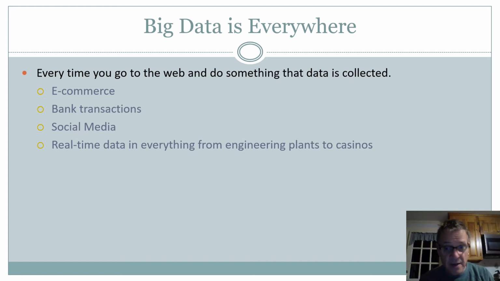That's using big data. Casinos could be something as mundane as looking at traffic outside of a certain group of slot machines. Are there people walking by there at a pace that we expect? Should we be moving things around to accommodate different traffic and different people?